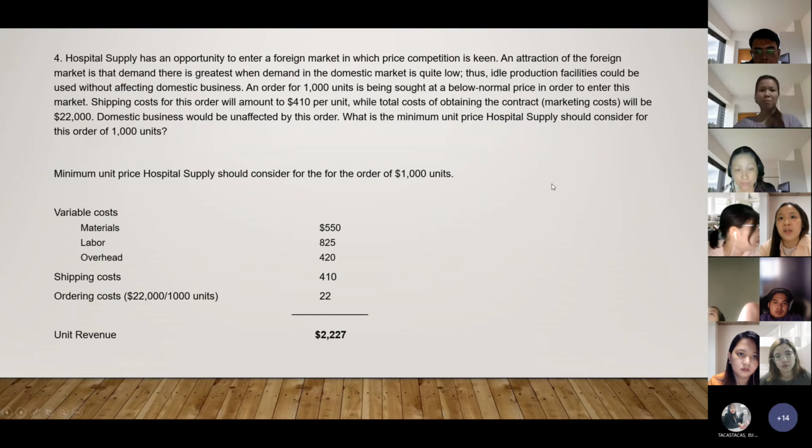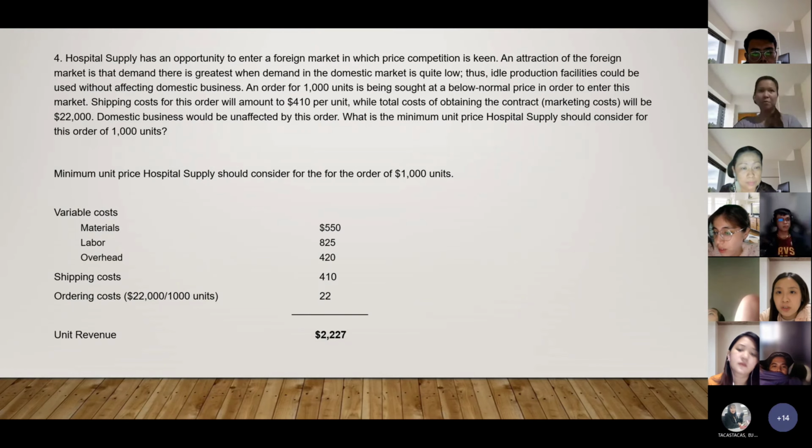Okay. Minimum unit price Hospital Supply should consider is the variable cost. Materials is $550, labor $825, overhead $420, shipping costs $410, ordering cost is we get the 22 by dividing the $22,000 by 1,000 units. So we get 22 and the unit revenue is $2,227. So at this price, there will be no profits.